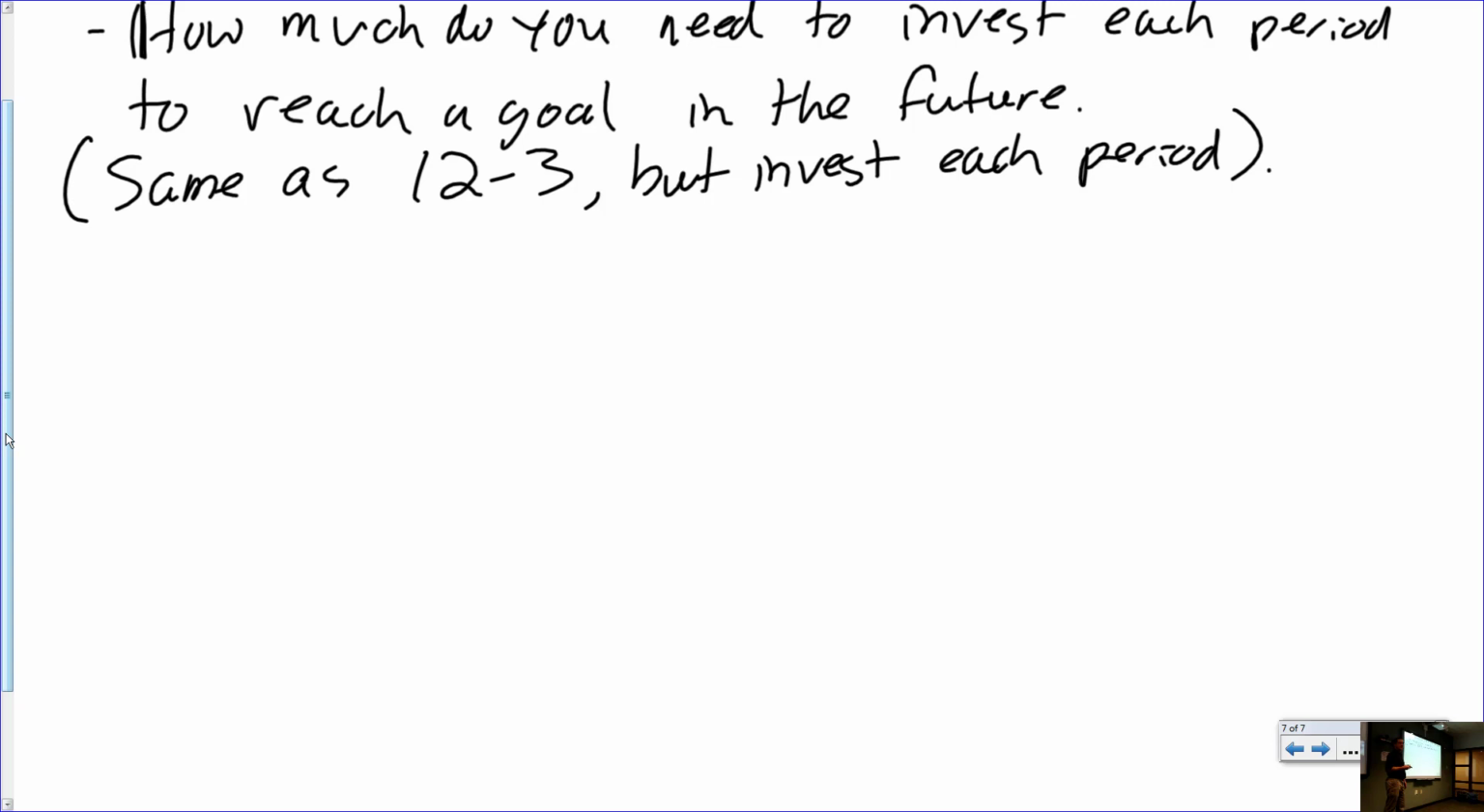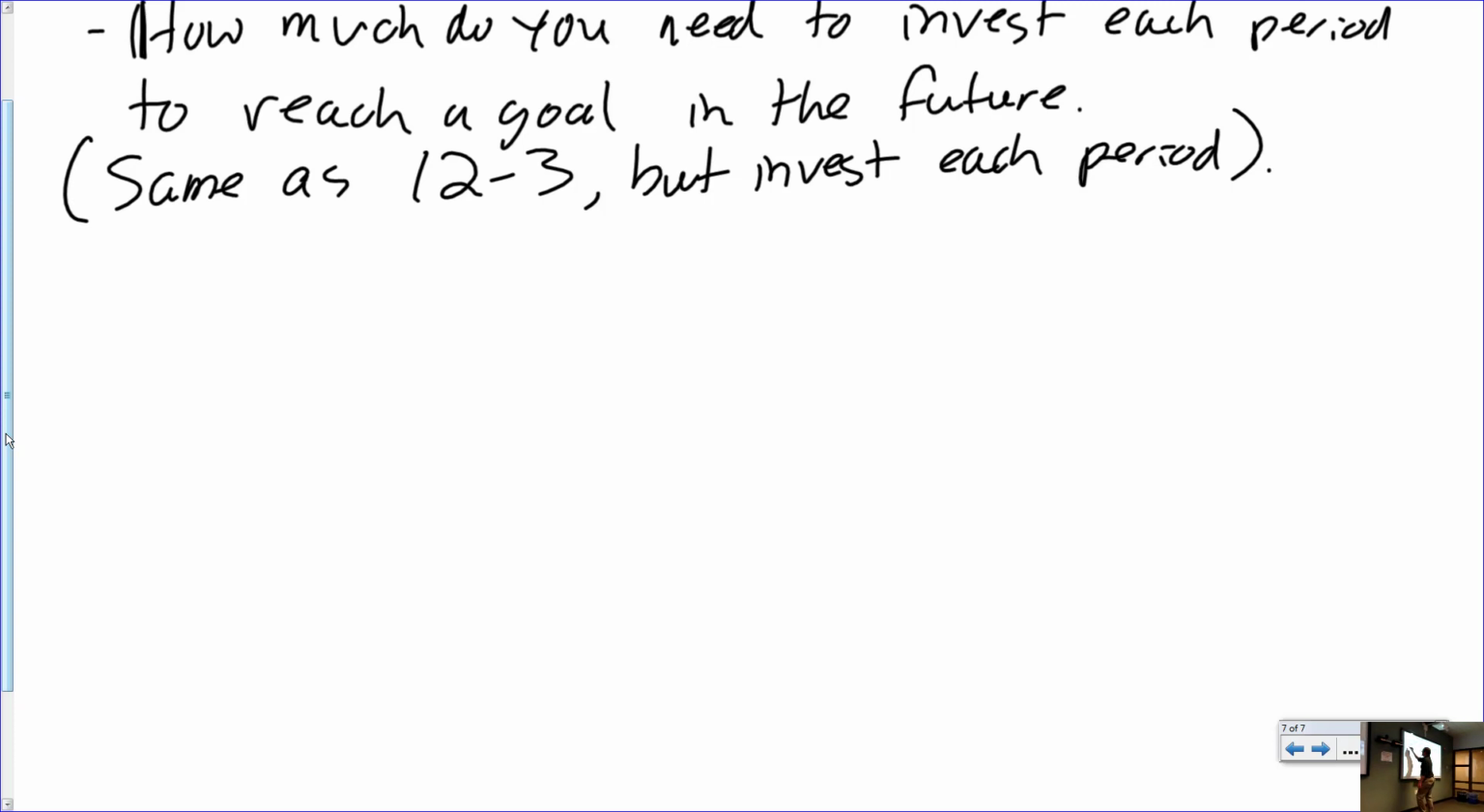Anybody got it somewhere? The roof one? Yeah. Oh, I need $5,000 in 5 years. Was that one? Sounds right, yeah. I need $5,000 in 5 years. I have an account that pays 4% compounded quarterly.